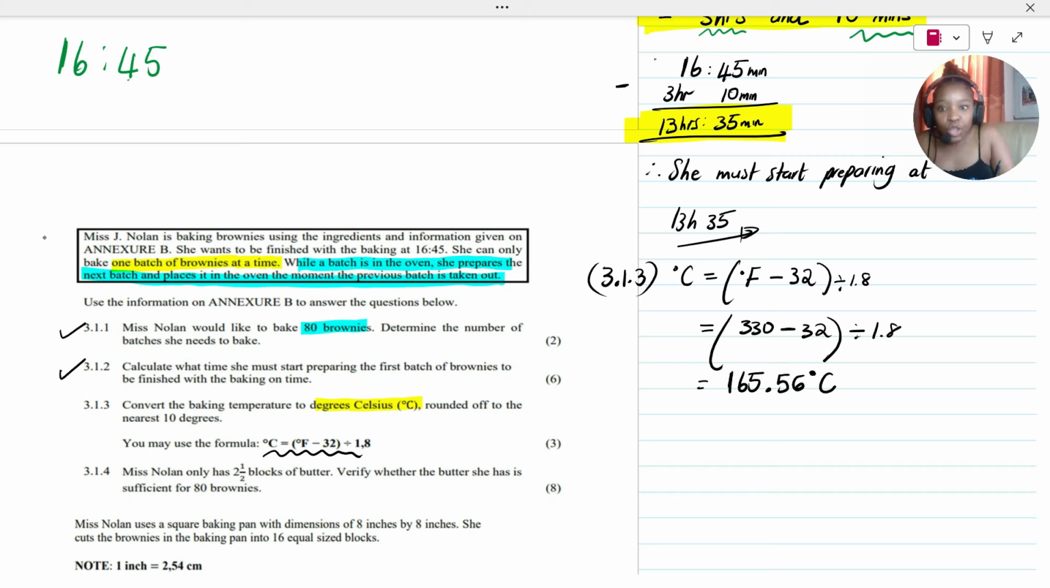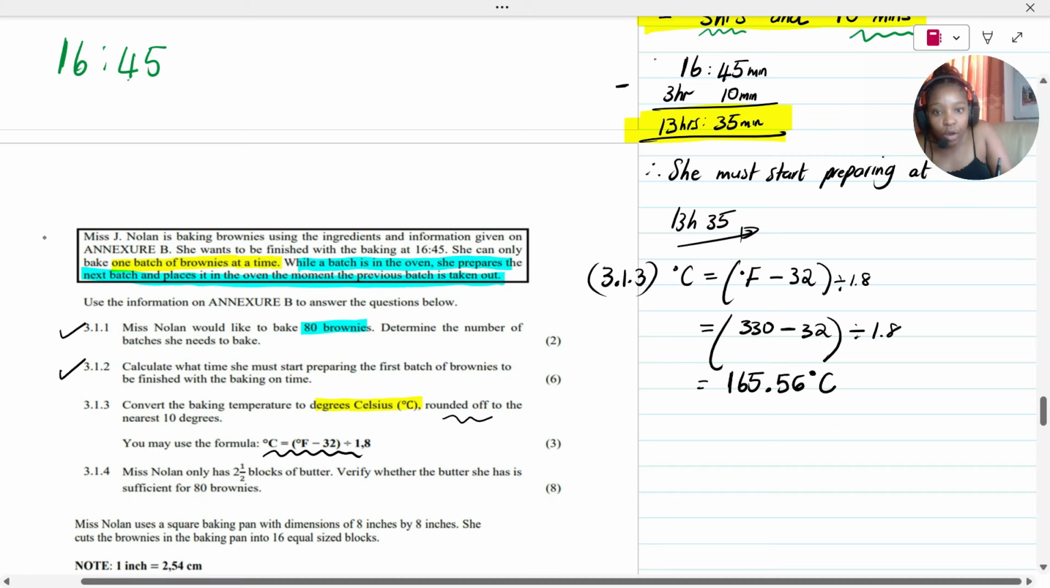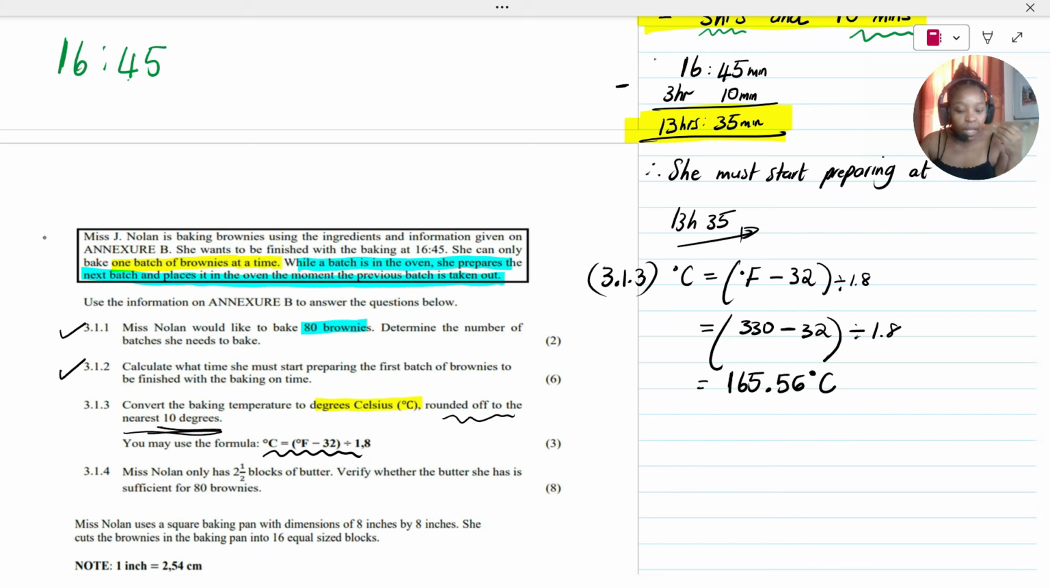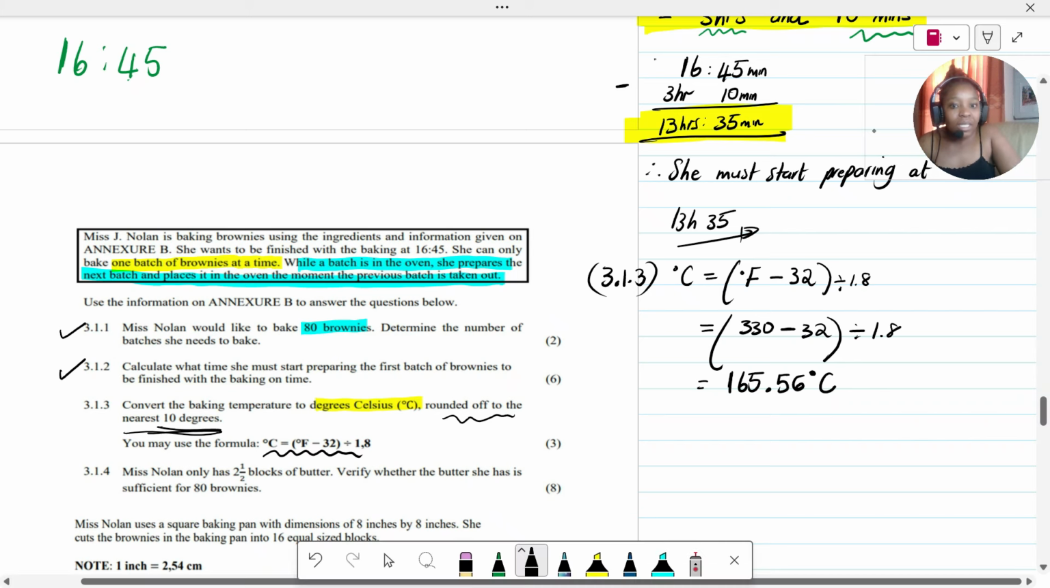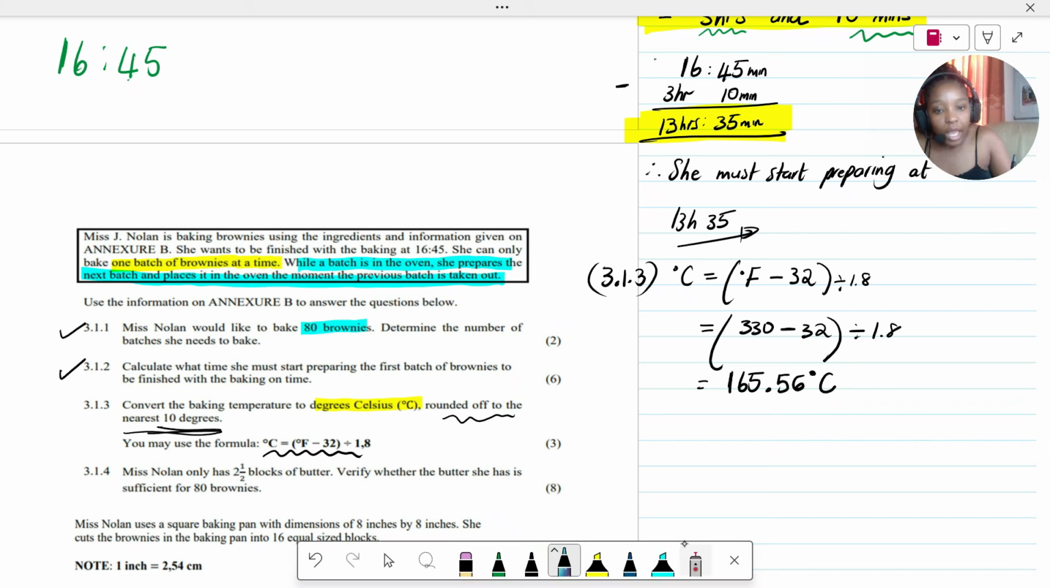But remember, the question asks us to round off to the nearest 10 degrees. So now we need to be very careful here. If they're asking us to round off to the nearest 10 degrees, that means we are rounding off to the nearest 10, if you get what I'm saying.